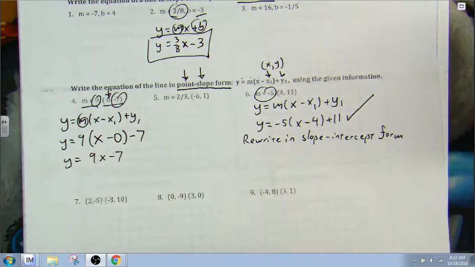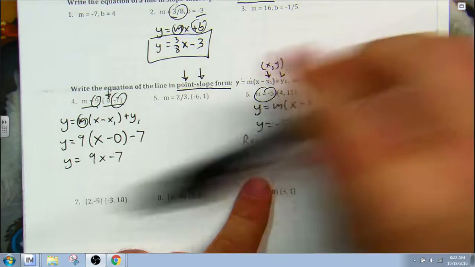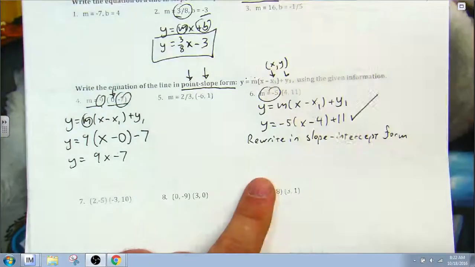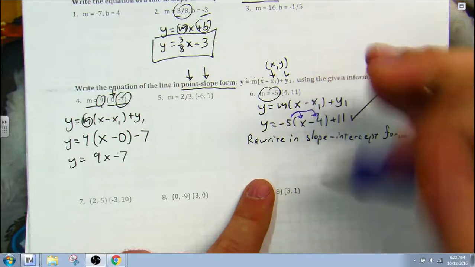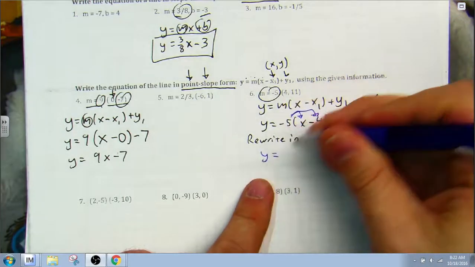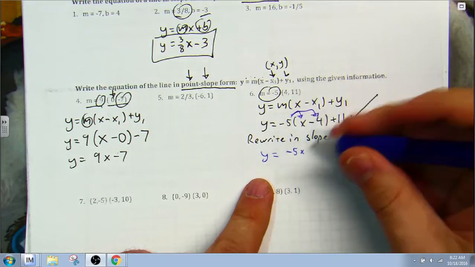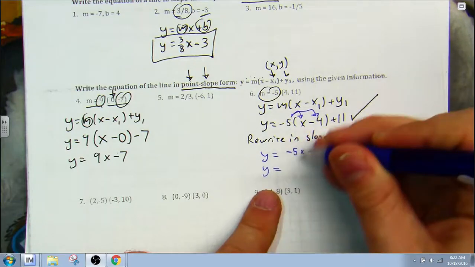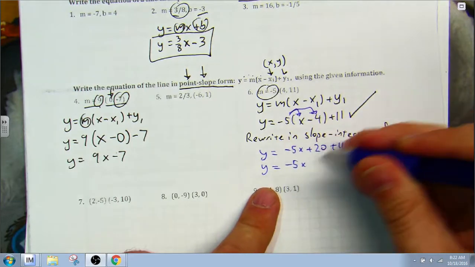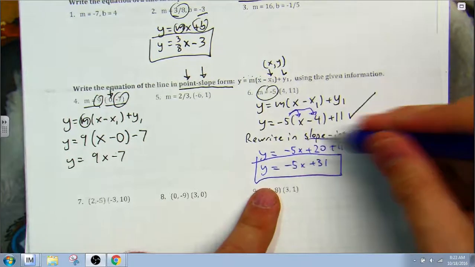You might be thinking to yourself, okay, how do I do that? Well, let's start right here by distributing. Let's do a different pen color. Let's start by distributing this negative 5 into this parentheses. So I get y equals negative 5 times x, and then negative 5 times negative 4, that's going to be plus 20 plus 11. Combine my like terms, so negative 5x plus 31. And so now here it is in slope-intercept form.